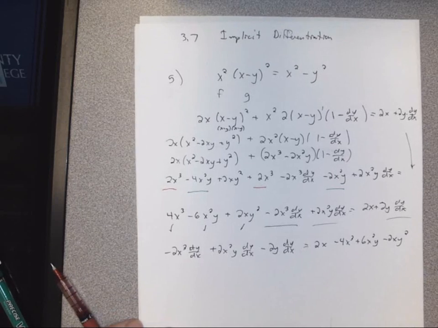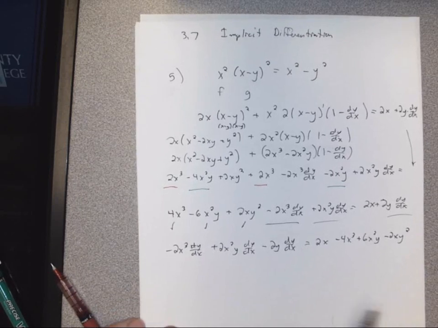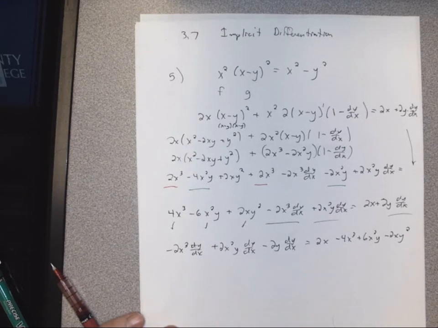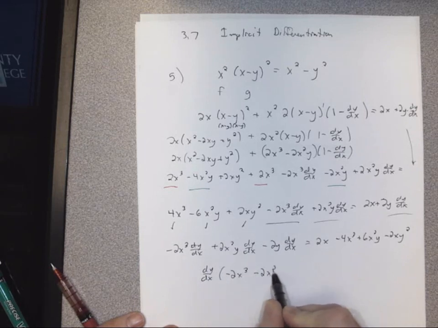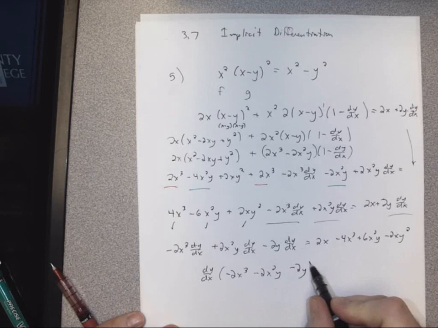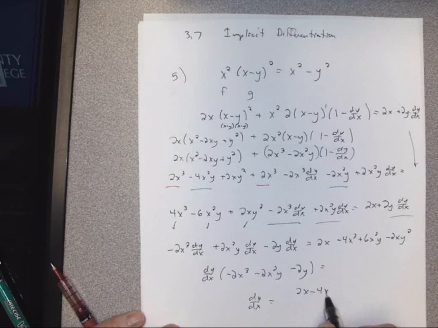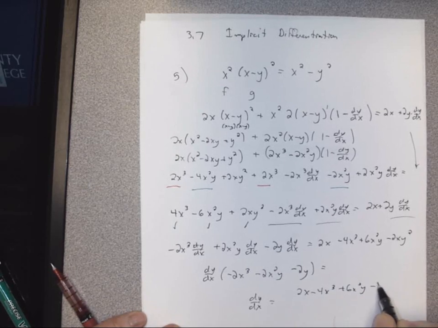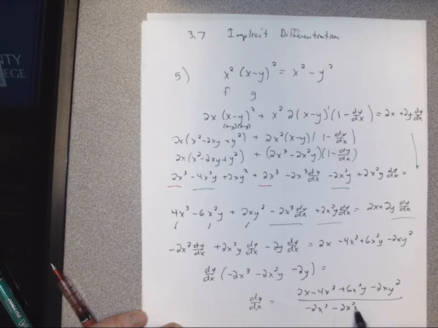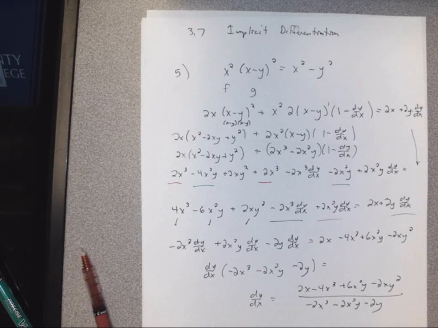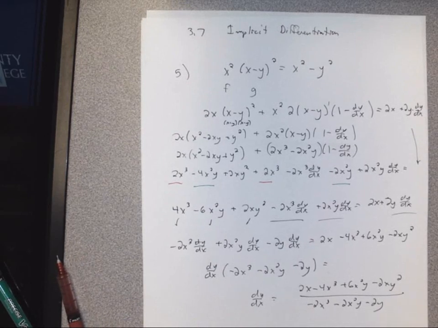Whew, messy. You guys agree that everything shares a dy dx? So you can factor that out. So dy dx, and this is going to be minus 2x cubed plus 2x squared y minus 2y. And then I'm going to divide that. So then we have 2x minus 4x cubed plus 6x squared y minus 2xy squared, all divided by that piece, and then we're done. That's it. For number 5, that's pretty impressive. Like, they came out swinging in this chapter, didn't they? Okay.